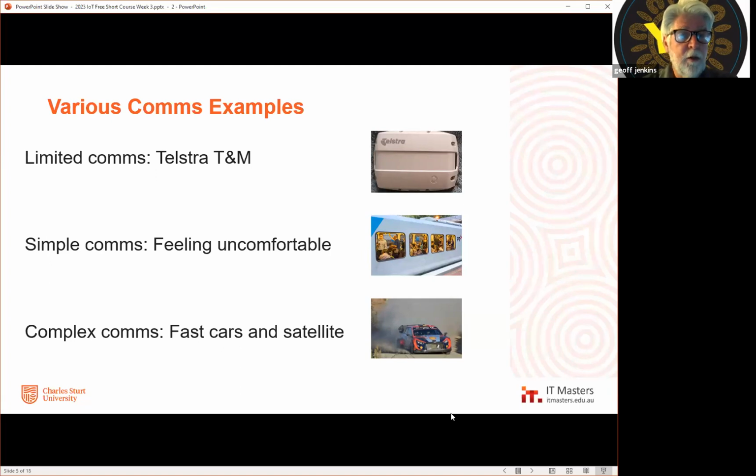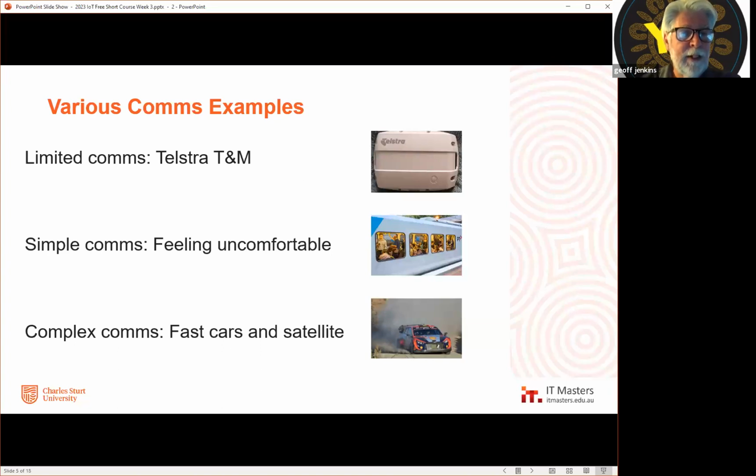The second example involves the railway carriage, you'll see. My scale's a bit poor, isn't it? That Telstra device is about 10 centimetres long. That railway carriage is longer than that.